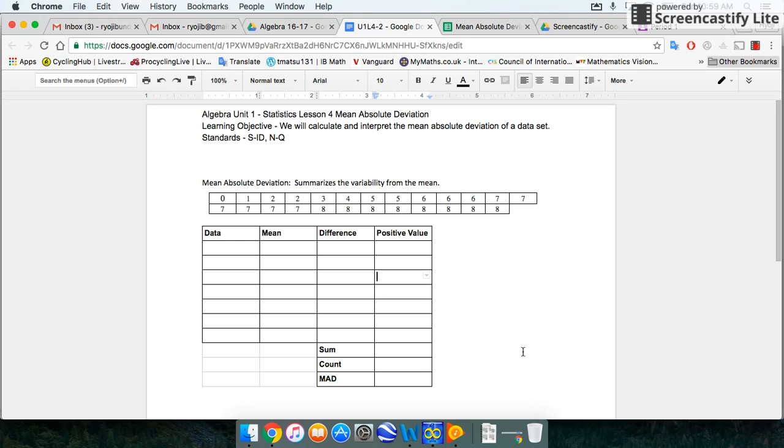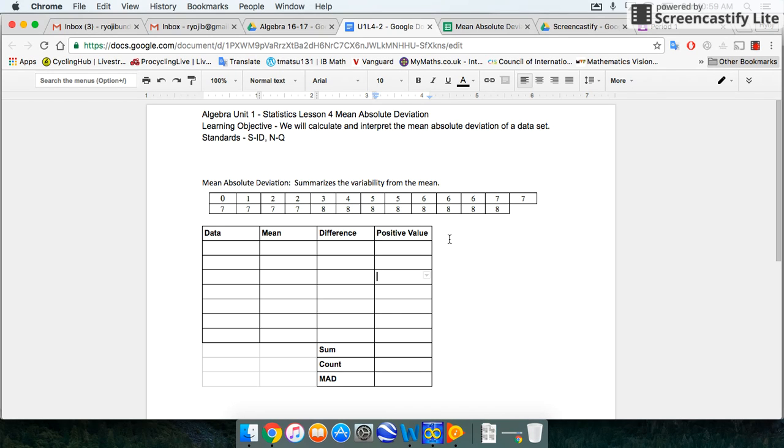All right, so this is the second lesson with mean absolute deviation. And your learning objective: we will calculate and interpret the mean absolute deviation of a data set. You have two standards, SID, which is statistics, and another standard, NQ, which is numbers and quantity.